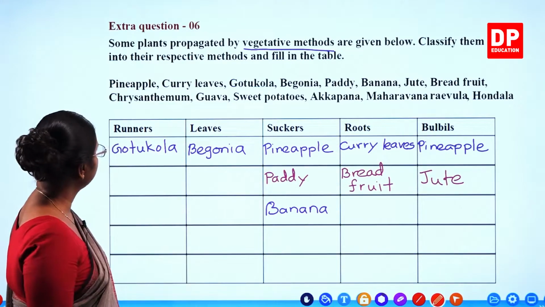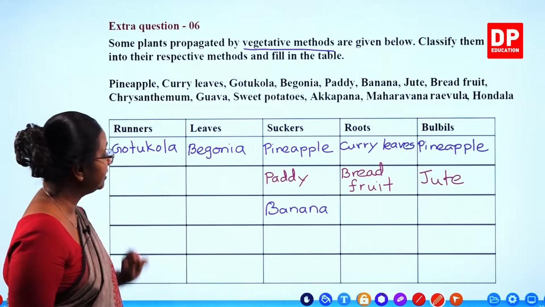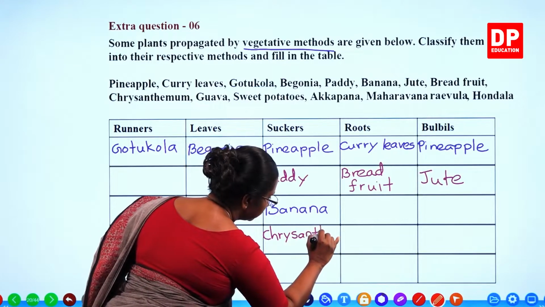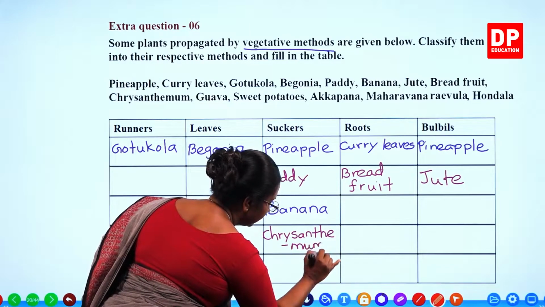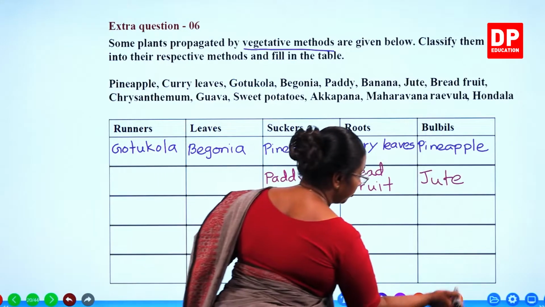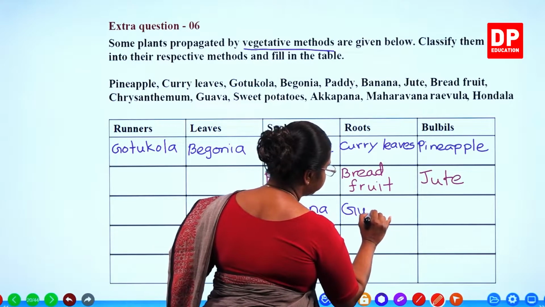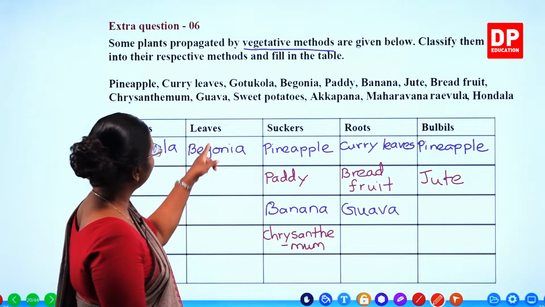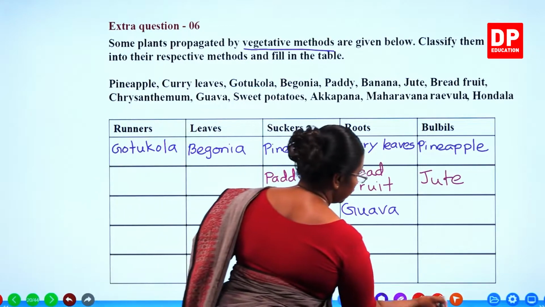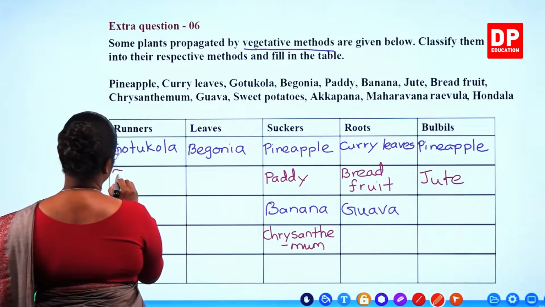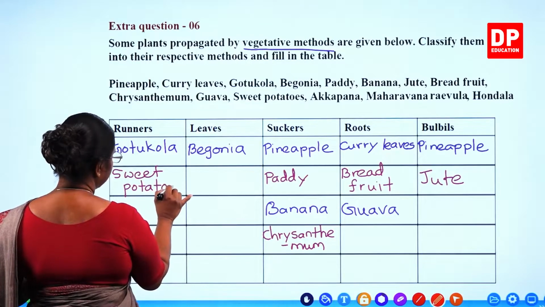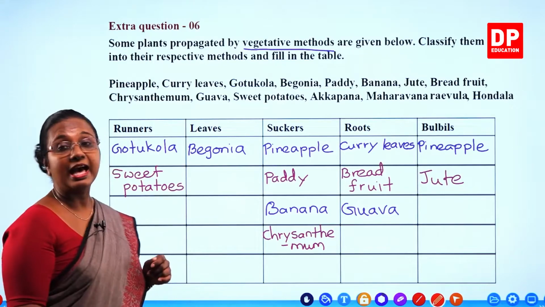Then we have chrysanthemum. Chrysanthemum again reproduces by suckers. Then we have guava. Guava, what is the method? It is again by roots. After guava, what do we have? We have sweet potatoes. Sweet potatoes reproduce by runners. Then we have acapana.